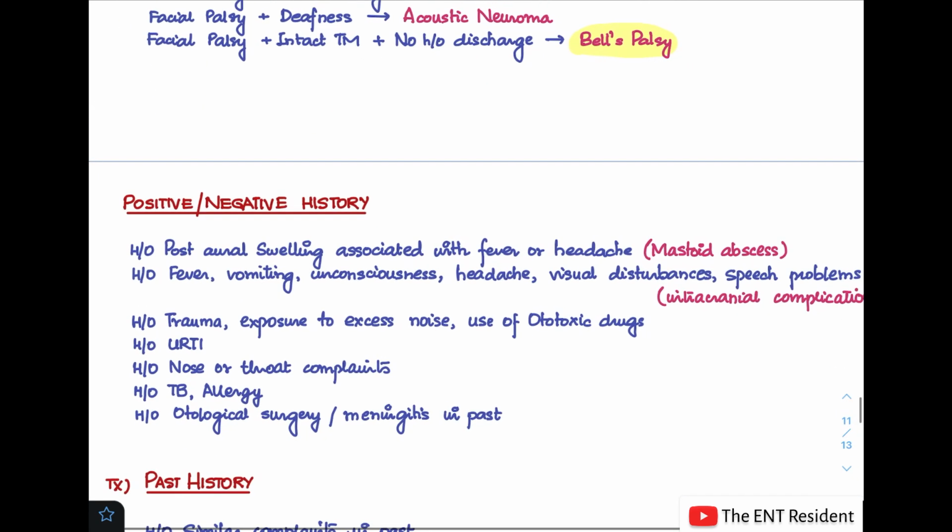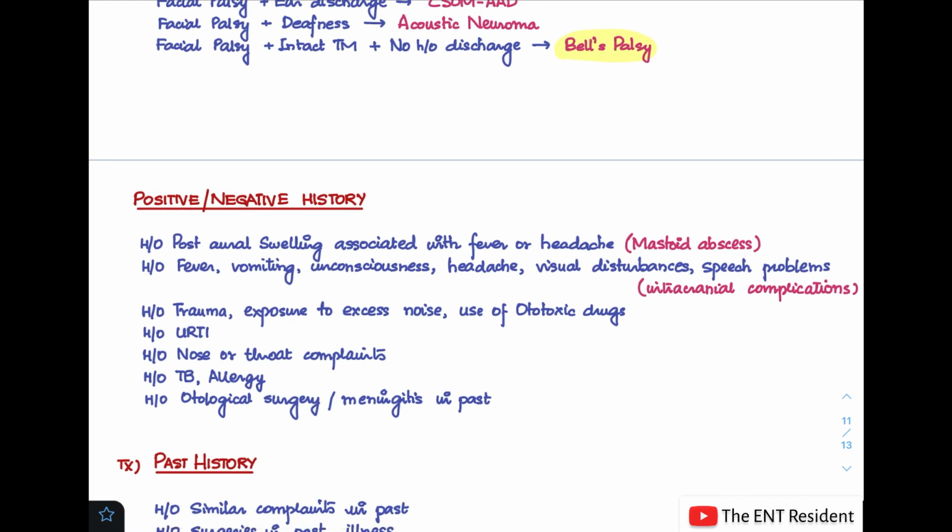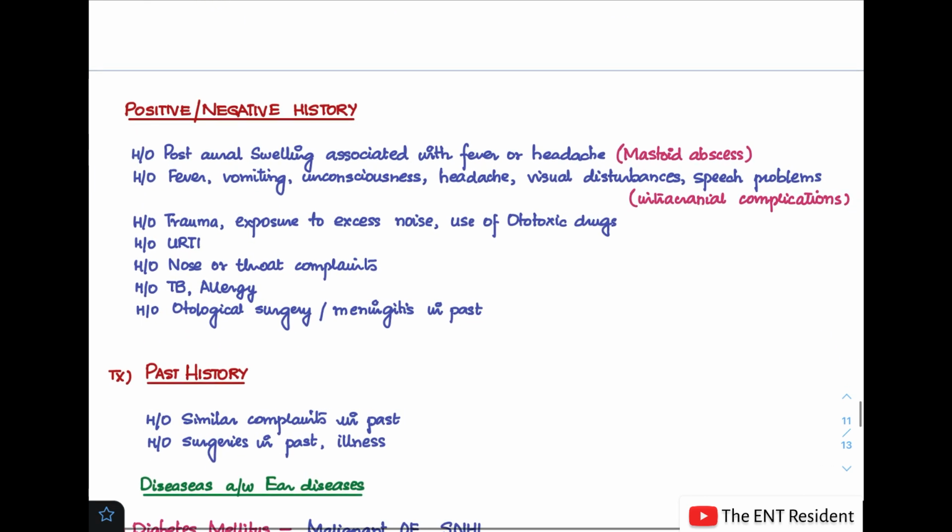Now, this completes more or less the basic chief complaints that patients with ear diseases come to you with. Even here, at the end of all of these chief complaints, you have to take some positive and negative histories. Whether there is a history of post-aural swelling associated with fever or headache, this is more indicative of a mastoid abscess. Whether there is a history of fever, vomiting, unconsciousness, headache, visual disturbances, speech problems, all of this history will help in ruling out intracranial complications of CSOM disease.